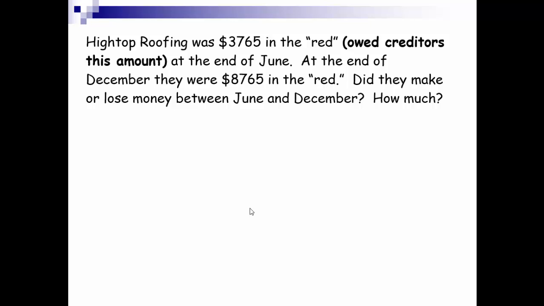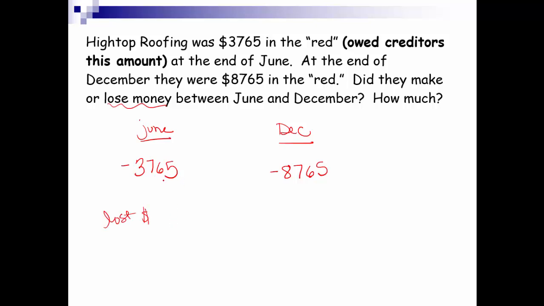Okay. Did they make or lose money? How much? Okay. So in June, they were at a negative $3,765. By December, they're now at a negative $8,765. Oh no, they totally lost money. They're further in the hole now. So they lost money between June and December. Lost money. How much did they lose?